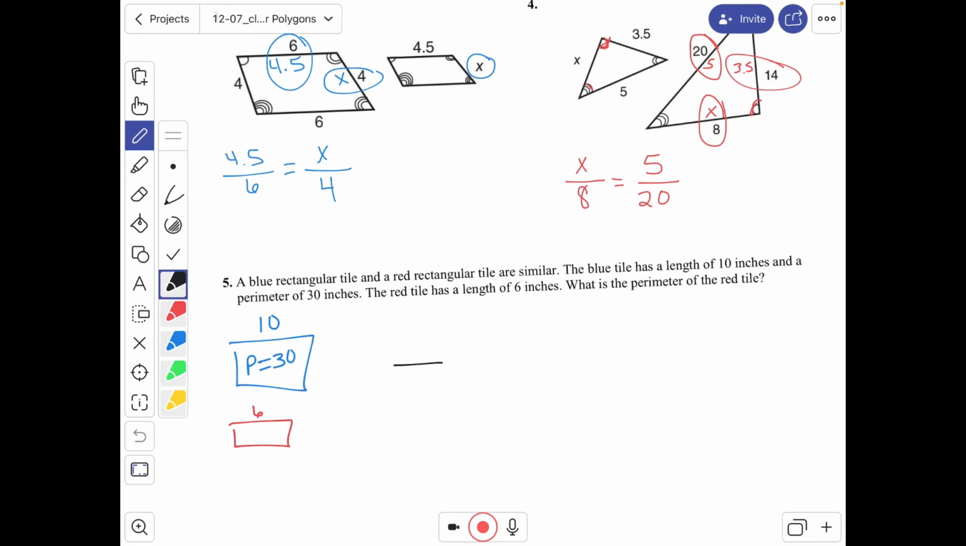So I'm going to set up a proportion. The number I know, the little one, 6, the big one, 10. We'll say red and blue. So the perimeter for the blue was 30, and I don't know what it is for the red. So I set up a proportion, but instead of using the sides, I used the perimeter, and you're still just solving the proportion.